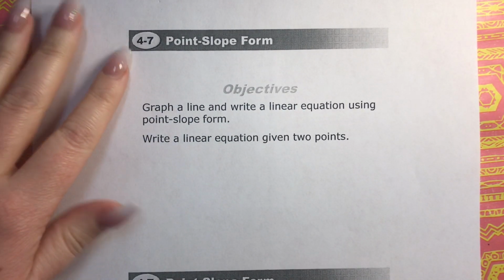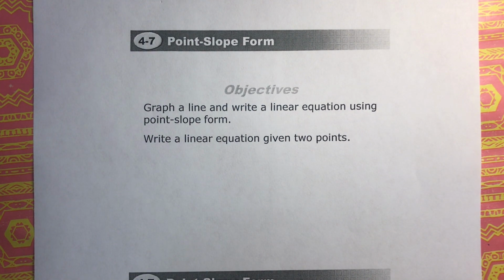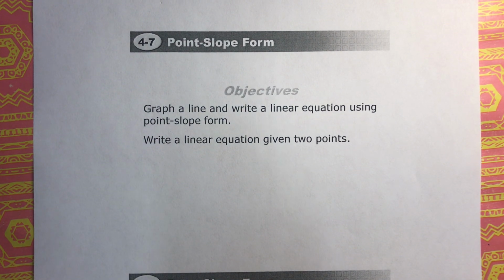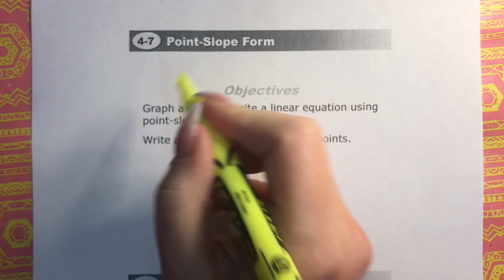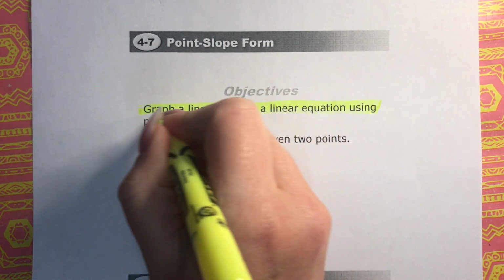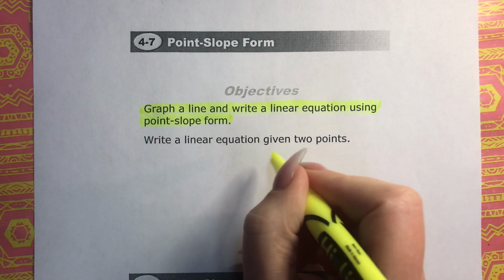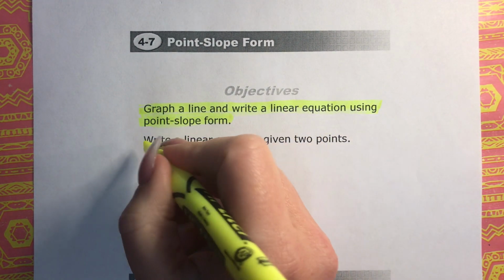Welcome back. Today we're discussing Chapter 4, Lesson 7, Point-Slope Form. So the objectives for today are to graph a line and write a linear equation using point-slope form. And then also to write a linear equation given 2 points.